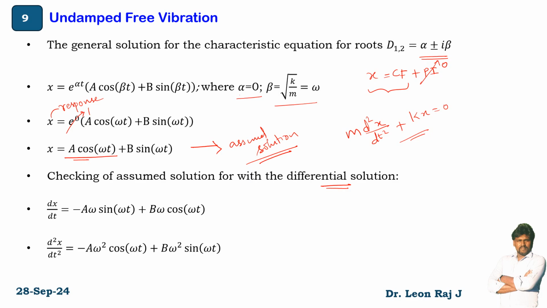So the a cos omega t, if you differentiate it one time, you will get minus a omega sin omega t. So differentiating cos, you will get minus sign. For omega t, you have to bring the omega out. So when you differentiate b sin omega t, you get b omega cos omega t. So one more time, if you differentiate minus a omega sin omega t, you get minus a omega square cos omega t, and then you differentiate b omega cos omega t, you get b omega square sin omega t.